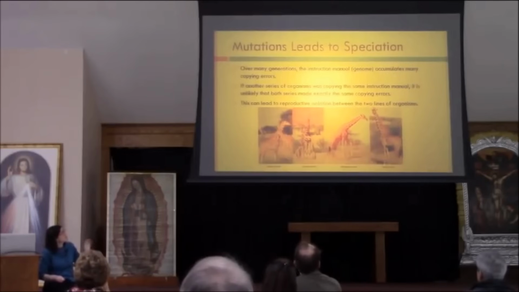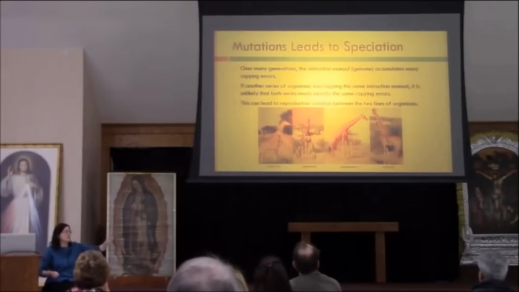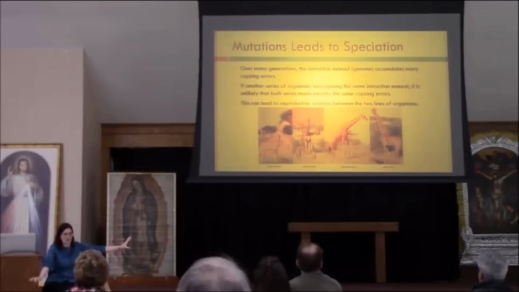You can see over many generations, if you have a lot of copying errors, if you have one individual drifting very far away from the mean in one direction and another individual drifting very far away from the mean in another direction, eventually these two individuals are going to be so different that they can no longer reproduce and you will have a new species.